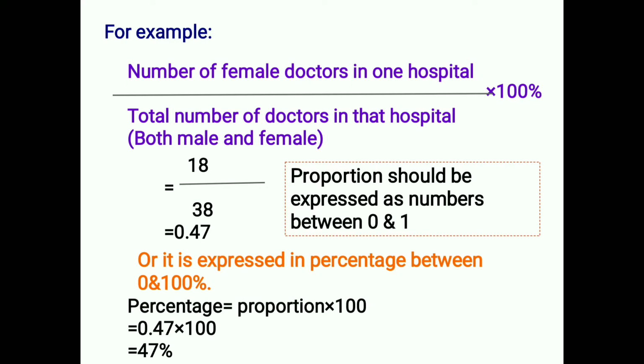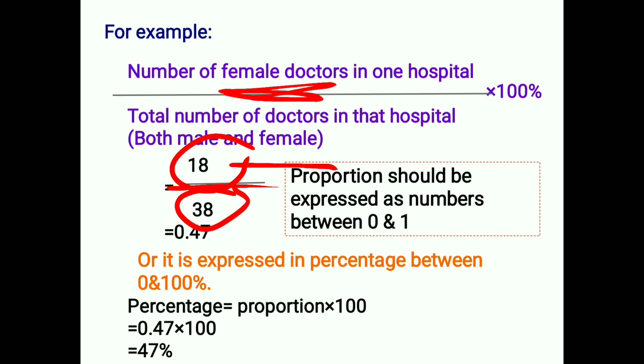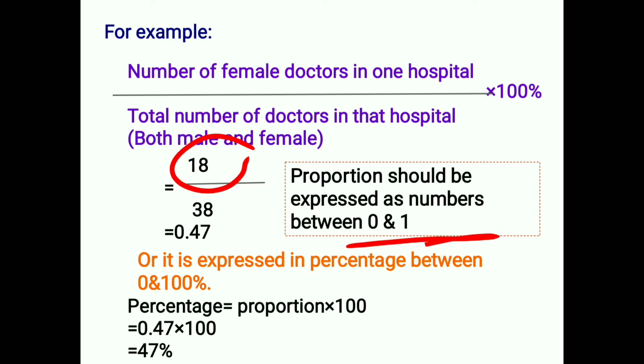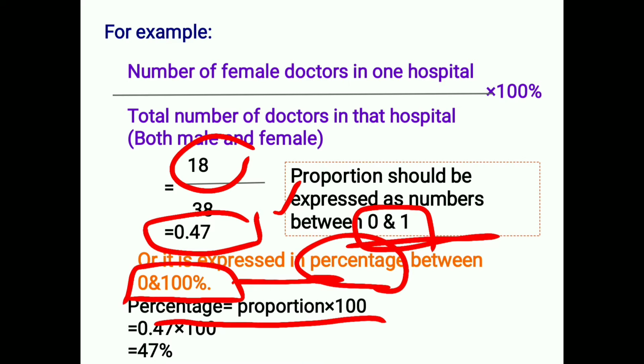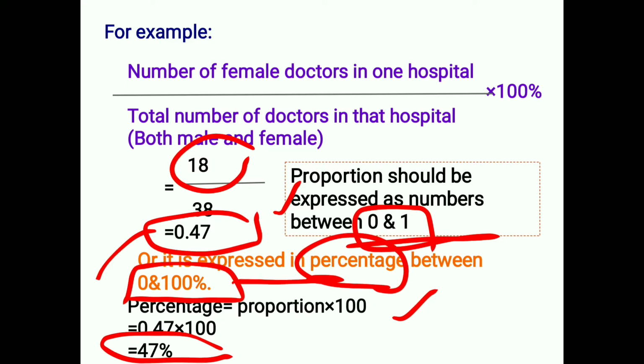As from the previous example, the number of female doctors divided by the total number of doctors, both men and women, is about 18 divided by 38. Proportion should be expressed as a number between 0 and 1, so here it will be about 0.47. Or it is expressed as a percentage between 0 and 100%. Percentage is equal to proportion multiplied by 100. So the answer will be 47%.